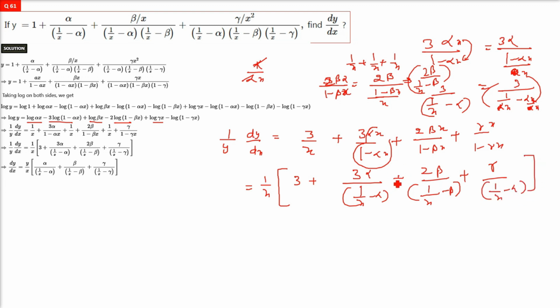Okay, this is an additional term. I'm just saying this y has to be brought on the right. So y by x. So y is this whole term.